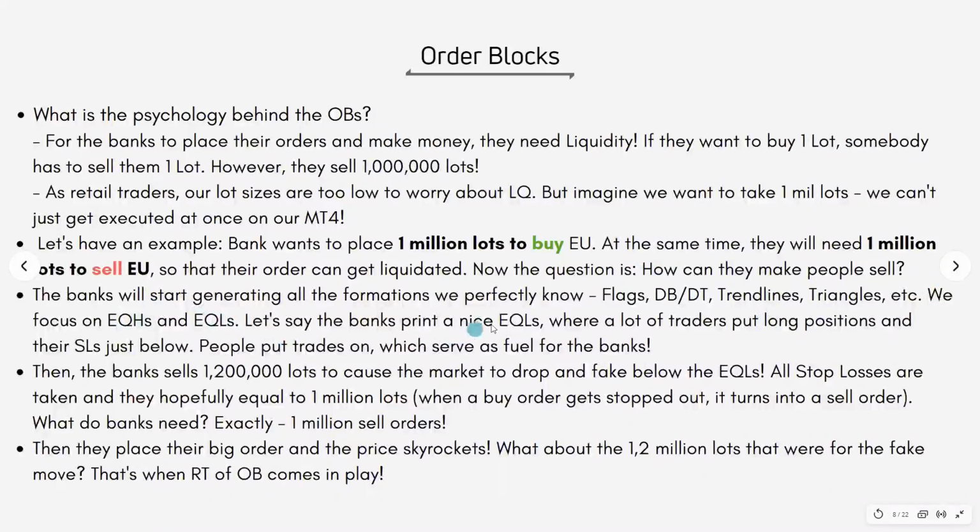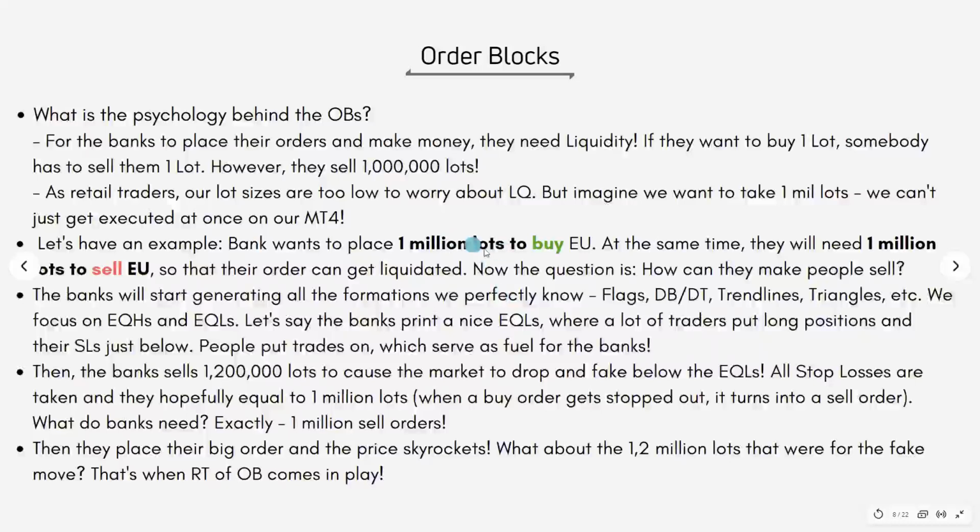So let's say the banks print a nice equal low. This is a double bottom where a lot of traders are going long and their stop losses are just below. So people put trades on, which serve as fuel for the banks. And again, I remember this week, there were a lot of consolidations and some of you got stopped out in that consolidation, all right? And this is what the banks want you to do. They create confusion in order for people to take orders and then they immediately get stopped out so that the banks can actually launch their orders, right?